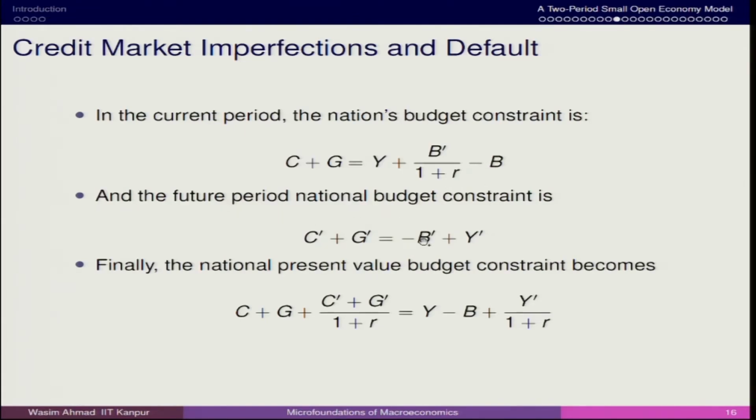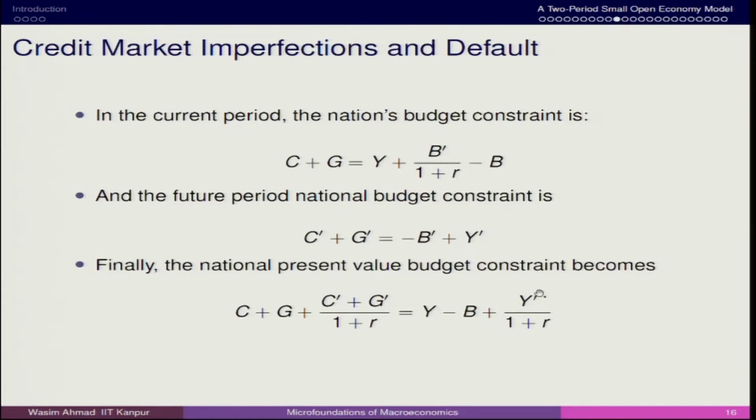So, this minus B will be coming here, B transpose, because this particular value is going to be matured. So, this particular value, the debt size will be of this, plus Y transpose, which is the future income. So, apart from the consumption and government expenditure, this is the bond that the country is going to have, the debt size, and here you have the future income.